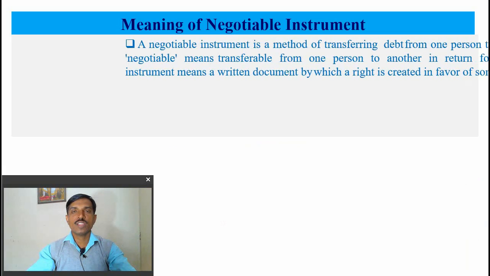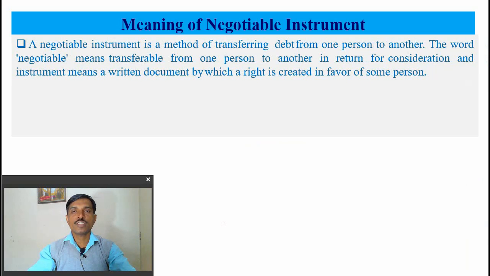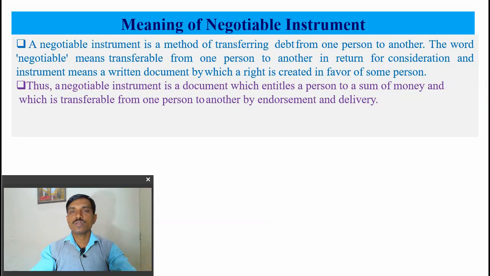Before that, we look at the meaning of negotiable instrument. The check, bill of exchange, and promissory note are all negotiable instruments. A negotiable instrument means a method of transferring debt from one person to another person. Negotiable means transferable from one person to another in written consideration. An instrument means a written document which gives a right in favor of some person.